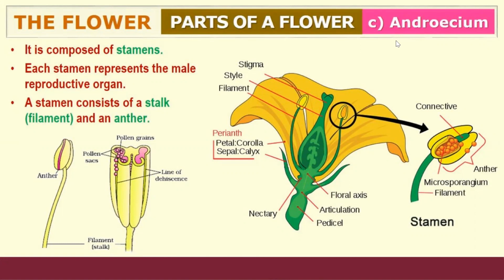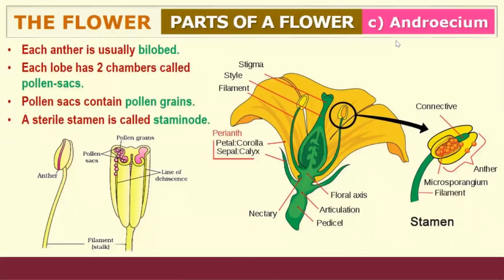The third part is androecium. It is composed of stamens. Each stamen represents the male reproductive organ. A stamen consists of a stalk, that is a filament, and an anther. Each anther is usually bilobed, and each lobe has two chambers, and those chambers are known as pollen sacs. Pollen sacs contain pollen grains.